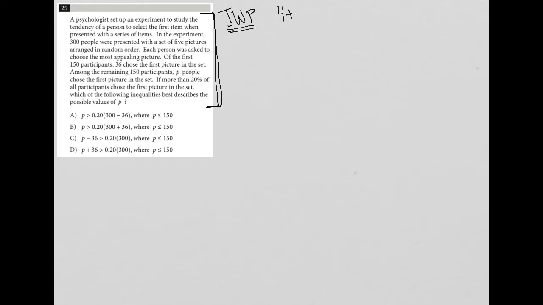All right, so that should make sense. It's pretty straightforward. We have an experiment going on. The next sentence says, in the experiment, 300 people were presented with a set of 5 pictures. All right, so here's our first bit of quantitative data. So we have 300 people. Obviously, we have 5 pictures.